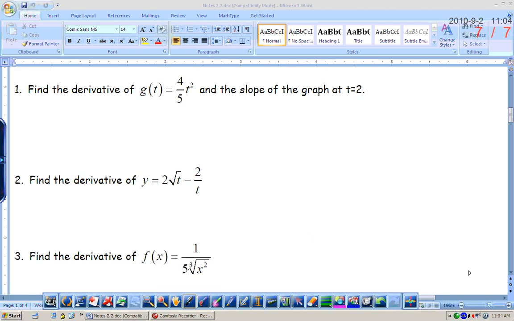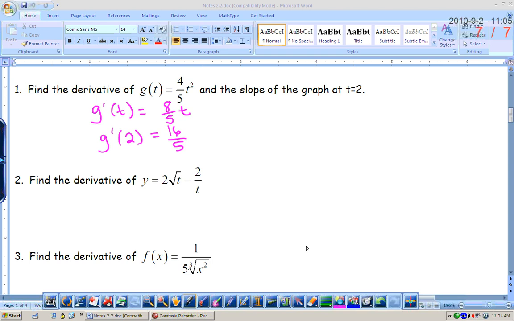Find the derivative of g of t and the slope of the graph at t equals 2. Please label what you are doing always, always, always. So the first thing it's asking you to do is find the derivative of g. So I'm going to write that as g prime of t. So what would the derivative be? Good. 8/5 t. And then the slope of the graph at t equals 2 would be labeled as g prime of 2 equals 16/5. Okay?